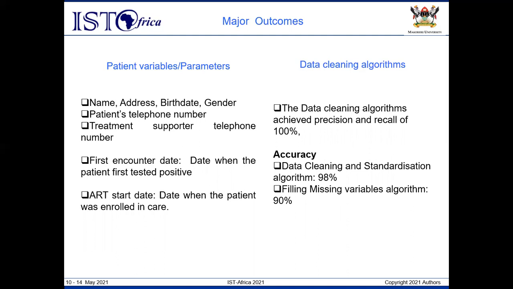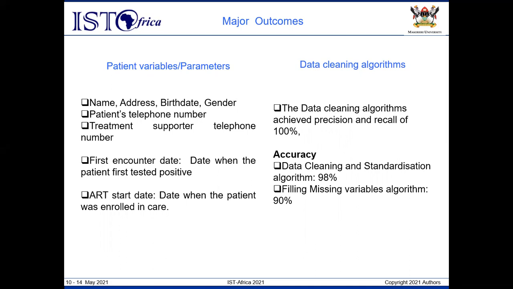And this was because the issues that we are dealing with in our data sets were known abbreviations that the algorithm could easily fill, and then the hyphens, spaces, forward and backslashes in phone numbers, and this was easy for the system to handle, giving that precision and recall of 100%. Then the accuracy of the data cleaning and standardization algorithm was 98%, while the filling missing variables algorithm was 90%.